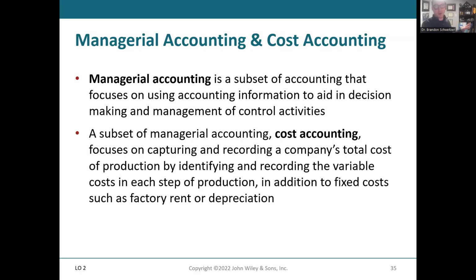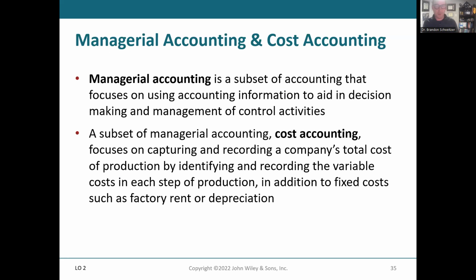So managerial accounting, of course, will focus on the financial aspect of accounting, but we use it for decision making, right? That's what Principles of Accounting 2 was all about. And then for those of you who have taken the cost accounting course already, we focused a lot on capturing and recording the overall cost of production. So that will be your direct materials, direct labor, and factory overhead. Those are the three primary costs that go into the cost of manufacturing any type of product.